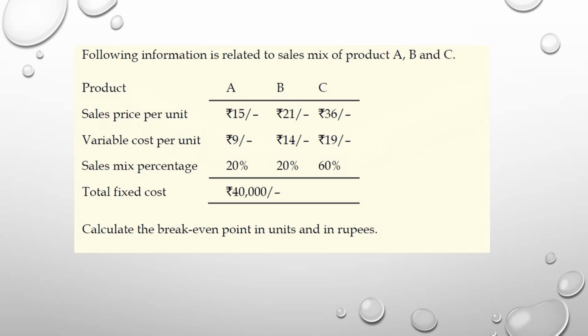Now we'll see step by step how to calculate BEP. Let's see one example. So this is the question. Here we have the sales price of three products A, B, C. Variable cost per unit is also given, the sales mix is given on a percentage basis, and the total fixed cost is also given.